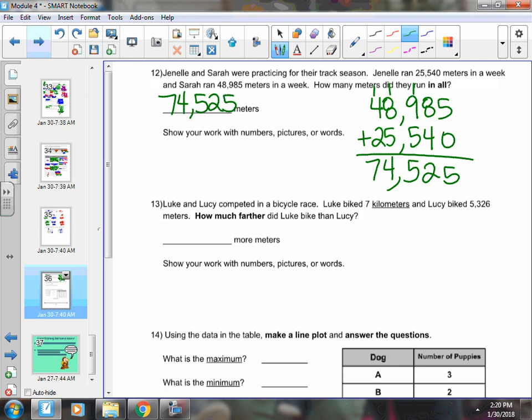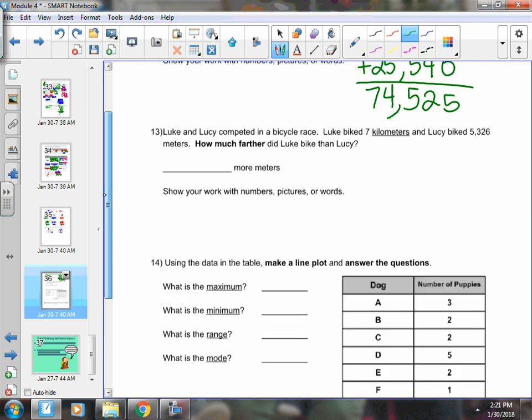And number 13, Luke and Lucy competed in a bicycle race. Luke biked 7 kilometers. Lucy biked 5,326 meters. How much farther did Luke bike than Lucy? How much farther is something than something else is a subtraction problem. However, on this one, I need to make them both into meters before I can subtract. I know that 7 kilometers is 7,000 meters. Now I can subtract.